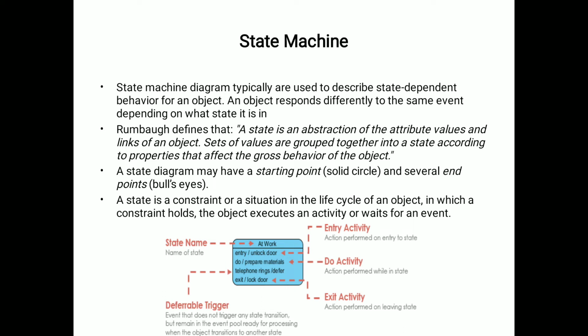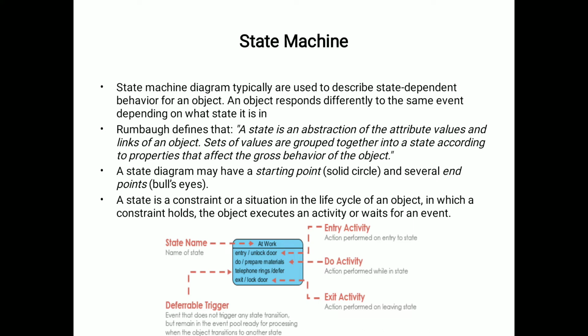Next is state machine. State machine diagrams typically are used to describe state dependent behavior for an object. An object responds differently to the same event depending on what state it is in. Rumbaugh defines that a state is an abstraction of the attribute value and link of the object. Sets of values are grouped together into a state according to properties that affect the gross behavior of the object.